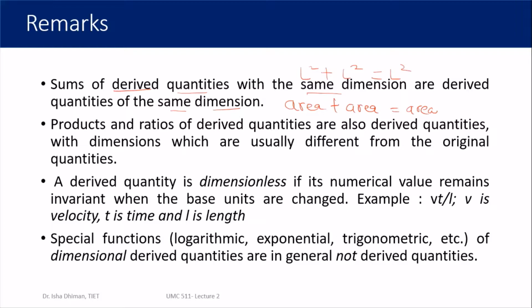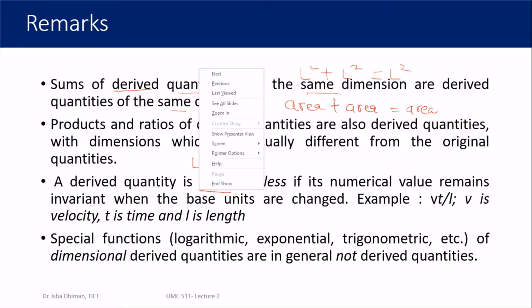Products and ratios of derived quantities are also derived quantities. We know that velocity is a derived quantity, whose dimension is LT^-1, and acceleration is also a derived quantity. So if you multiply or divide them, they also turn out to be a derived quantity representing some other quantity. Then we have this, which is important.